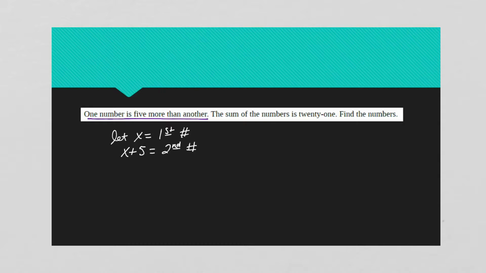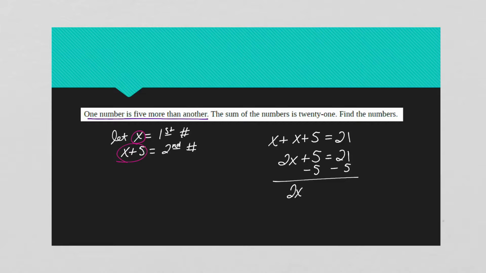And I know that the sum of this number and this number is 21. So I've got x plus x plus 5 is 21. So I'm adding my like terms together. I'm going to subtract 5. So I've got 2x is equal to 16. Divide by 2. X is equal to 8.